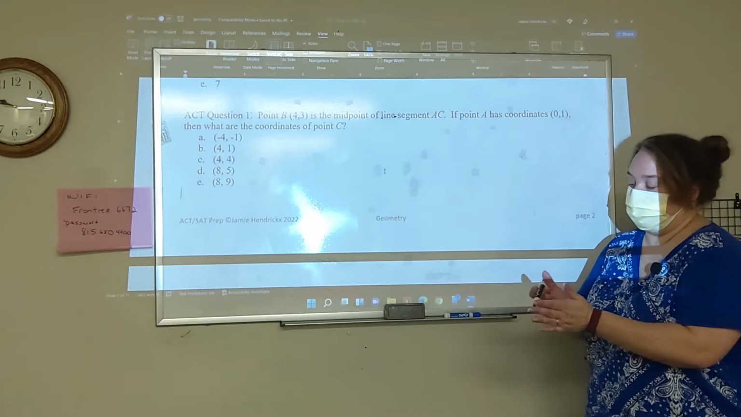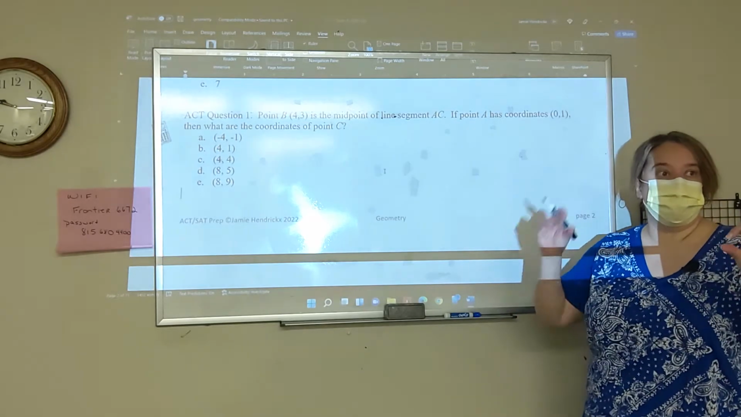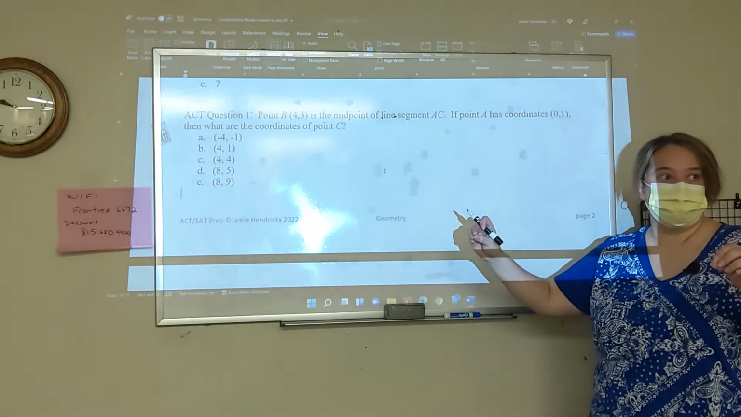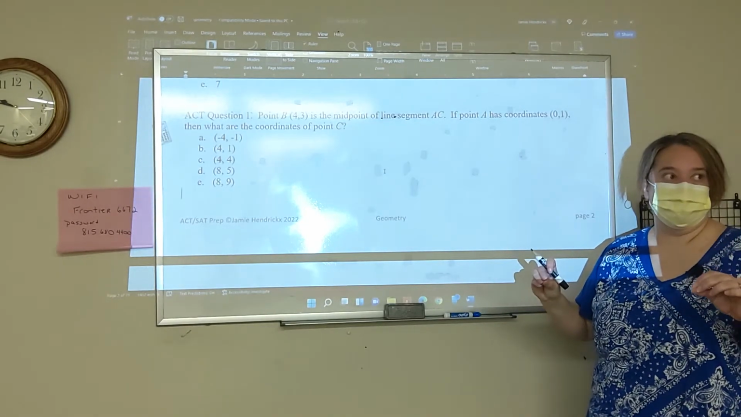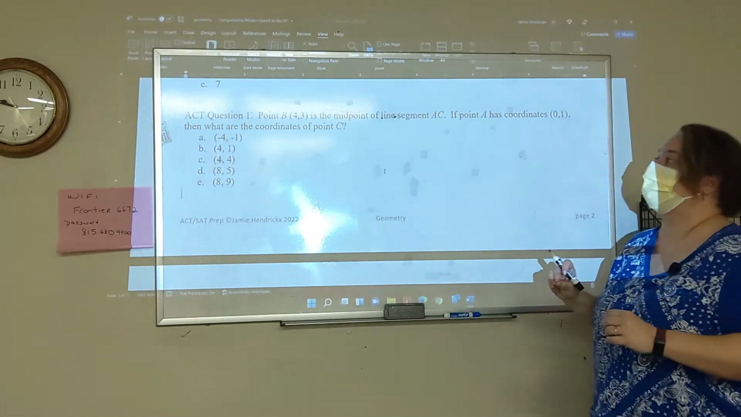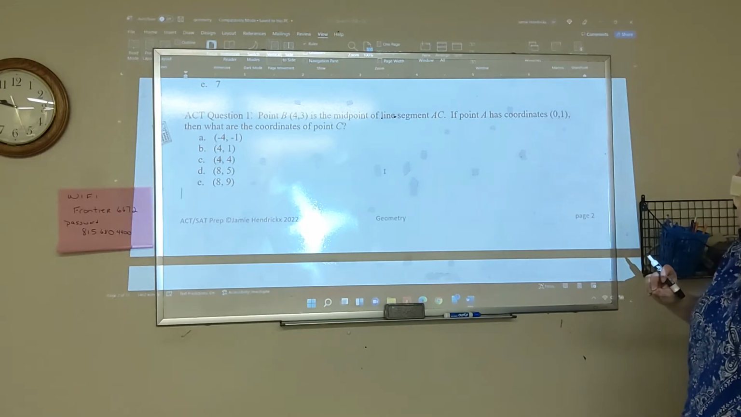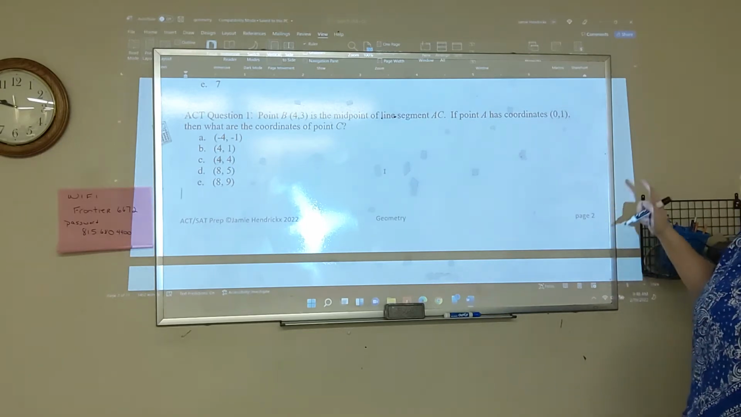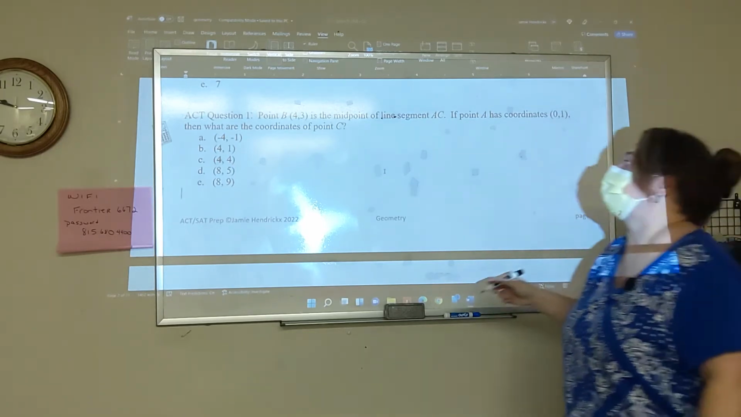Okay, so this was the midpoint question I was telling you about where you have an end and a middle and you need the other end. So this is the one where your formula is not helpful to you. Let's look at how we fix that. Point B, (4, 3), is the midpoint of the line segment AC. If A has coordinates of (0, 1), then what are the coordinates of point C?